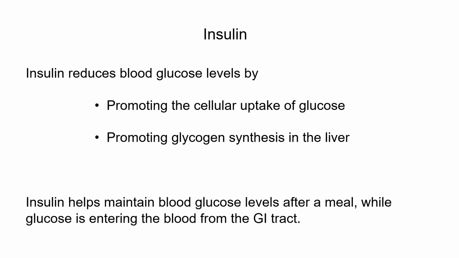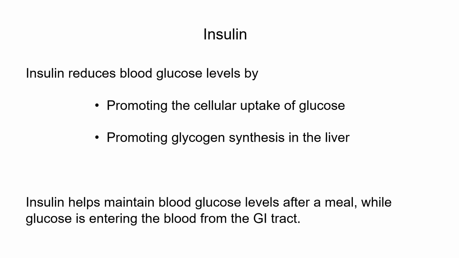So most of our body cells have receptors for insulin, and insulin will cause our body cells to become more permeable to glucose, and glucose will undergo facilitated diffusion and enter our body cells. And this is one way in which insulin helps lower blood glucose.